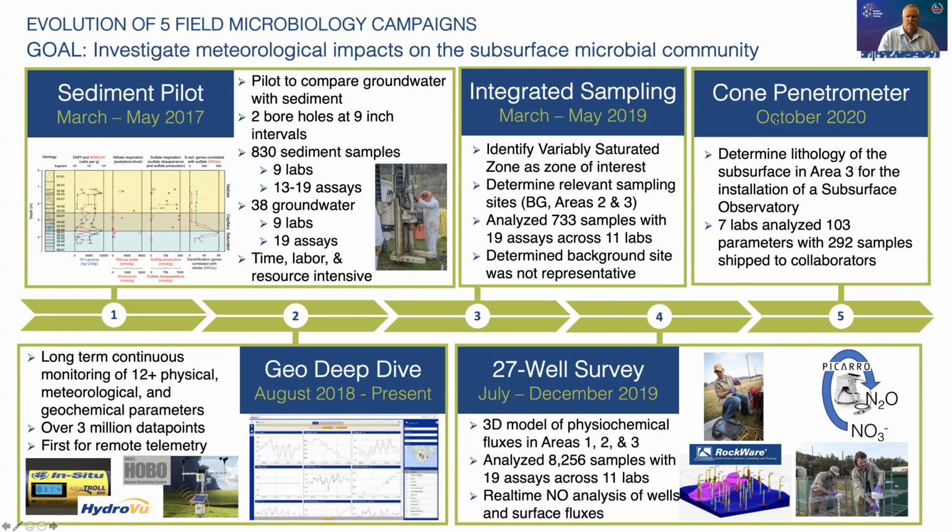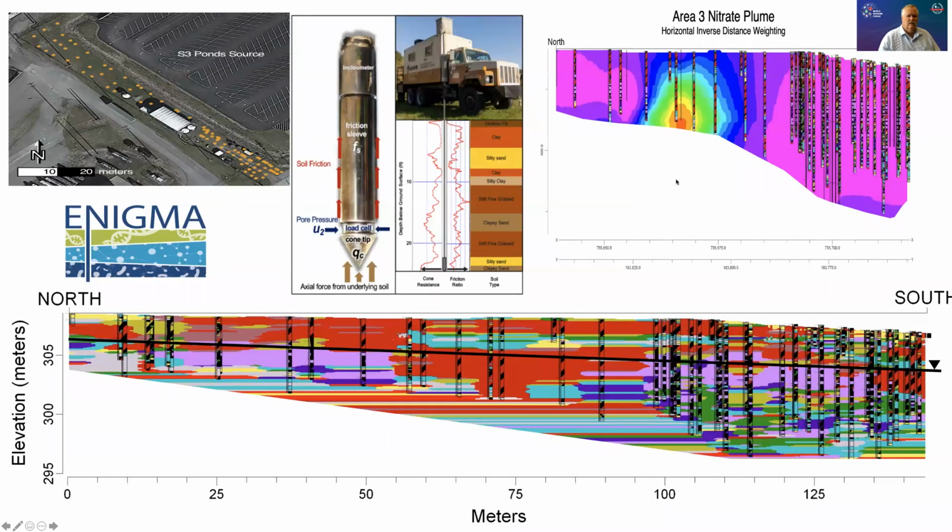We also then did the cone penetrometer to determine the lithology of the subsurface in Area 3 for the installation of our potential subsurface observatory. We had 7 labs analyze 103 parameters for 292 samples that we shipped to collaborators. In the cone penetrometer, we can actually see up here in the S3 pond source material that we had all these different pushes. So we had a 3-dimensional structure. And we could push and get real-time data at 2 centimeters per second. So this allowed us to do all of this sampling in 16 days.